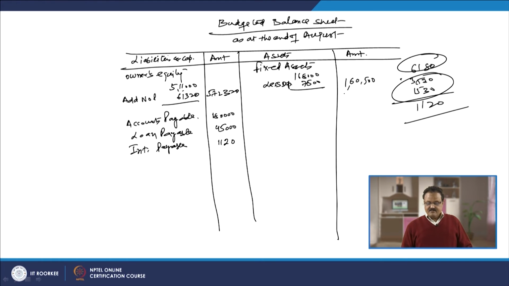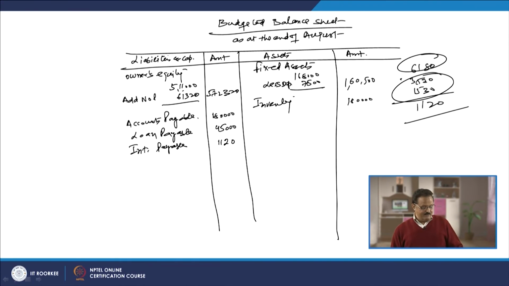Now, after the fixed assets we will come to the current assets. The first current asset is the inventory. Those purchases we made in the month of August for meeting the requirement of the month of September, that is purchased but not used in the month of August. So, that is still inventory, and that inventory is how much? Worth rupees 1,80,000. This is the inventory with us.